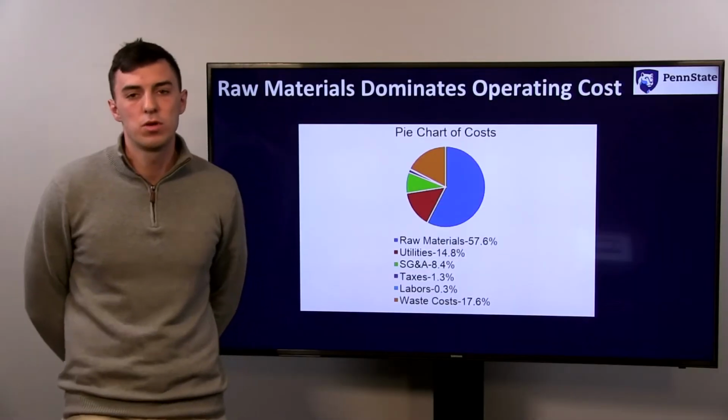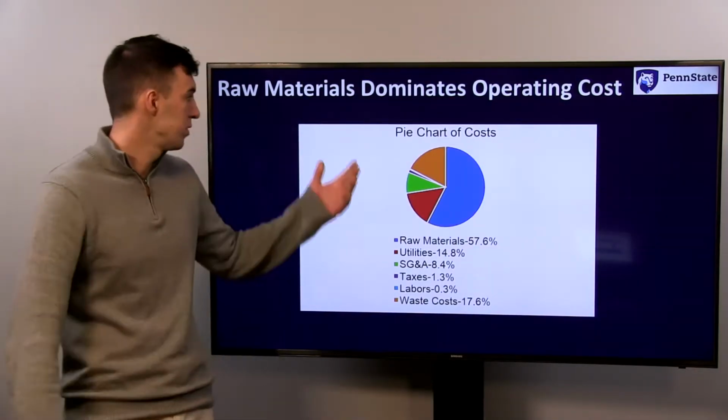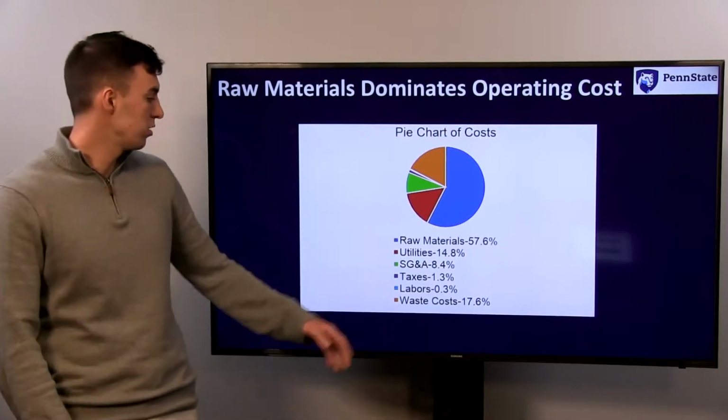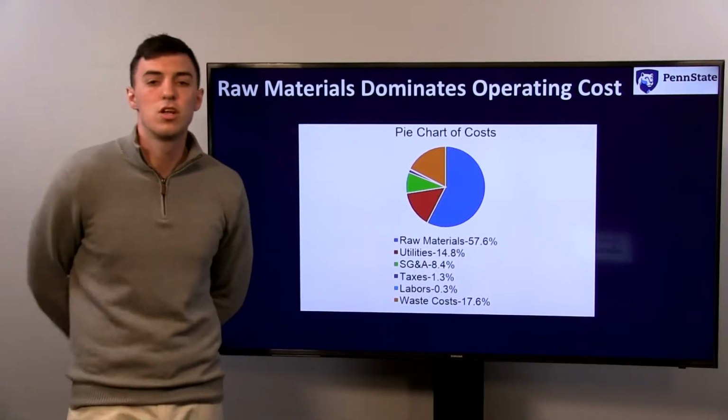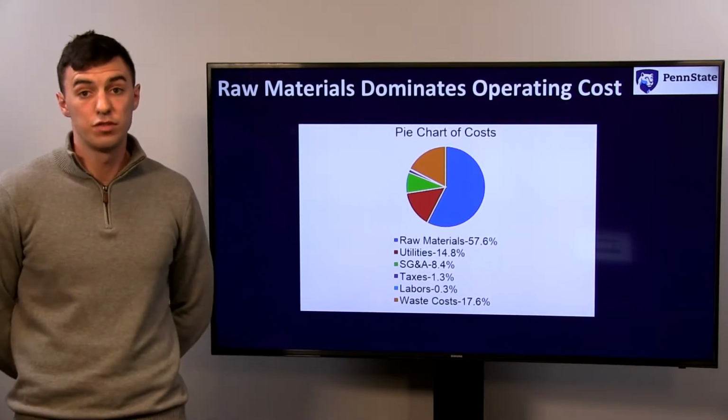My name is Nick Caravan, and I worked on the economic analysis for our plant. And here are the raw materials, and they dominated the operating costs. The pie chart explains it pretty well. It's laid out here well. The raw materials were over 57.6% of the total cost.